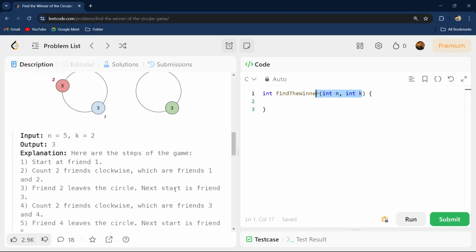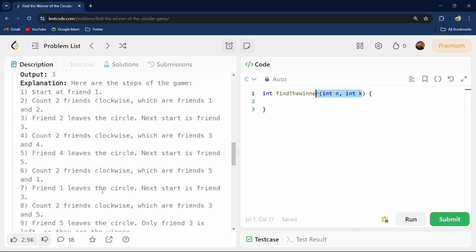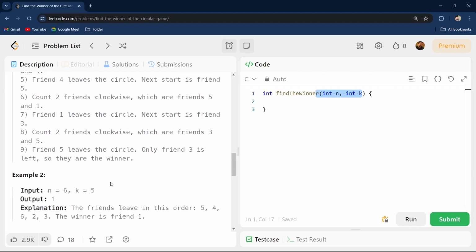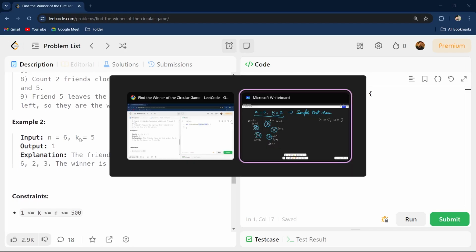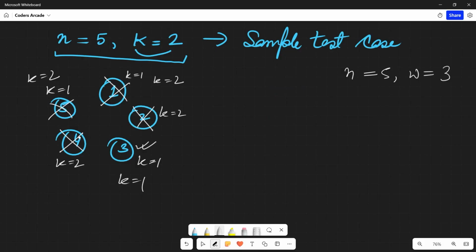And the condition here is like this. See, at the end, whoever is left behind in the circle is the winner. So if there is only one person in the circle, then that person is the winner. That is the condition. Okay, let's see the other test case also. n equal to 6, k equal to 5. Okay, so in that case, let's just try to understand this, the second test case.